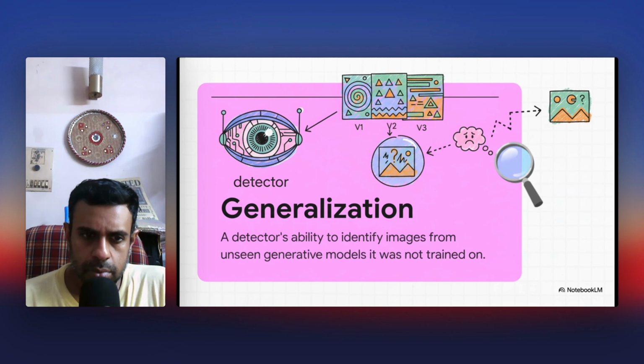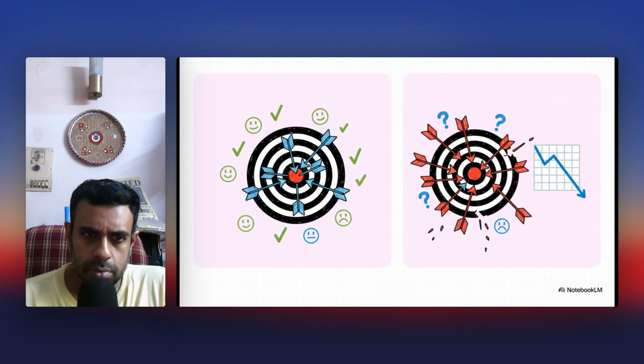Think of it like this. If you trained a detector to spot fakes from, say, Midjourney version 5, it gets really, really good at that one job. But what happens when you show it a fake from a brand new model it's never even heard of before? Well, that's the generalization test. And that's where everything just falls apart, and you can see the problem perfectly right here.